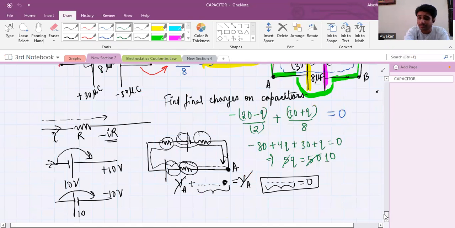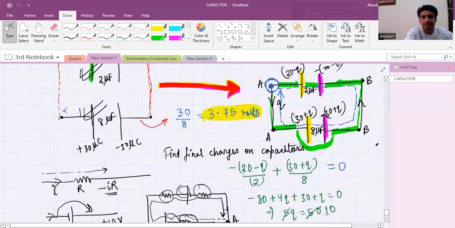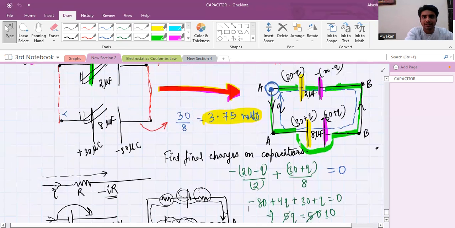Got the answer? How much? Anybody got the answer or not? Okay. Q is 10. What is the final charge distribution on the capacitors? Draw the final charges now.